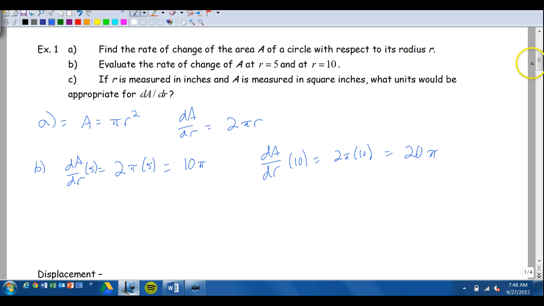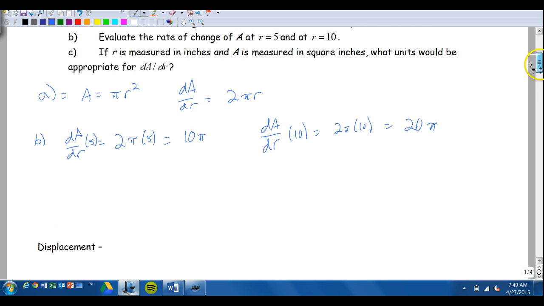And so if r is measured in inches and A is measured in square inches, what would the units be for dA dr? Well, think about what's on top. The area is on top, so it would be square inches of area per inch of radius. Which means that if we look back at B, we can say that when r is 5, the area is changing by 10 pi square inches for every inch of radius. That's how we would say that.